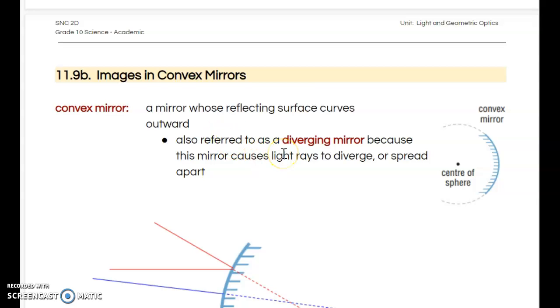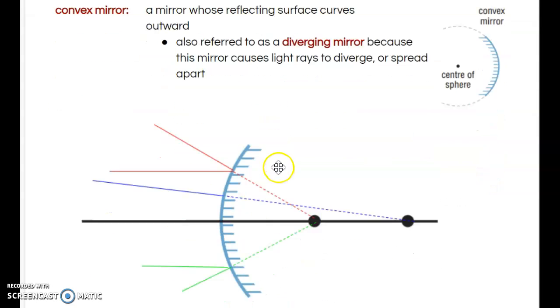These mirrors are also known as diverging mirrors because the mirror causes light rays to diverge or spread apart. So the light rays will hit the mirror and reflect out away from each other. Concave mirrors were known as converging mirrors, where they would reflect the light rays and then the light rays would all converge on one point, and that point would form the real image at certain locations of the object. We're going to look at identifying images in a convex mirror now.